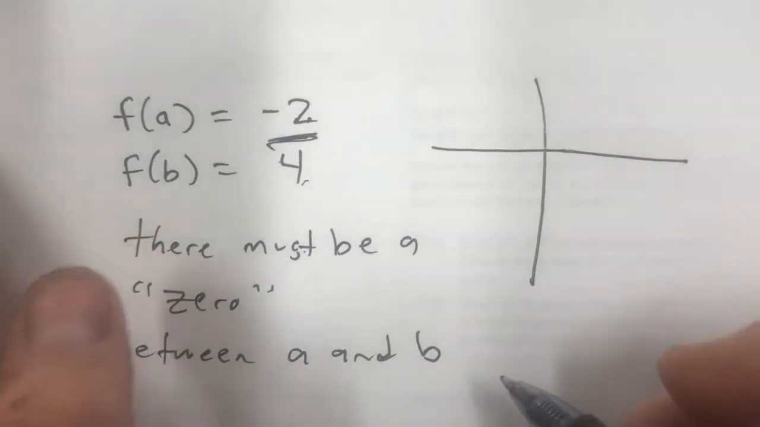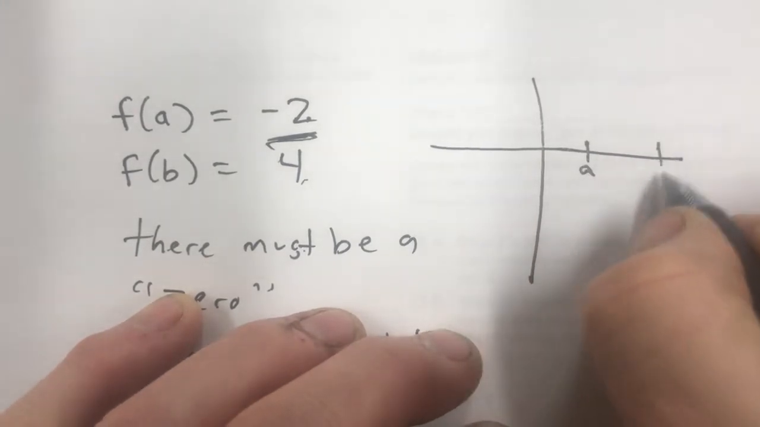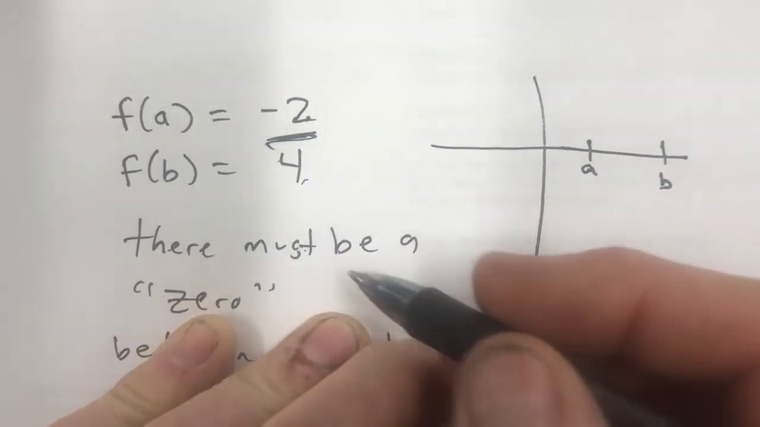Let's look at the graph. I'll show you what I'm talking about. Suppose this is a right here, and suppose here's b, where these are x values. a and b are x values.